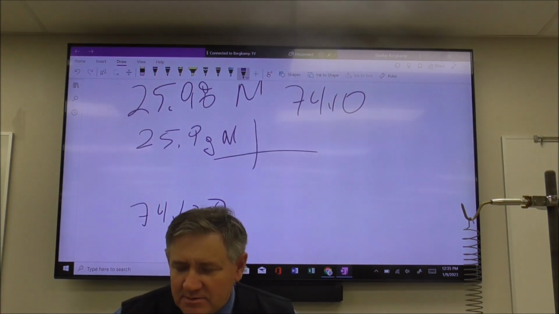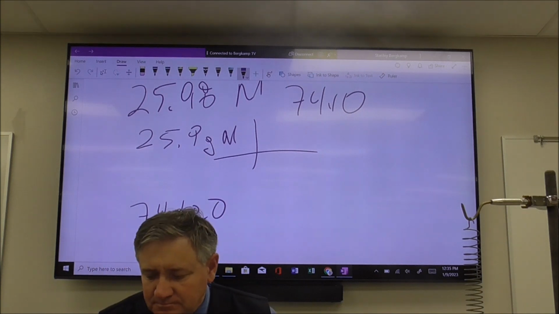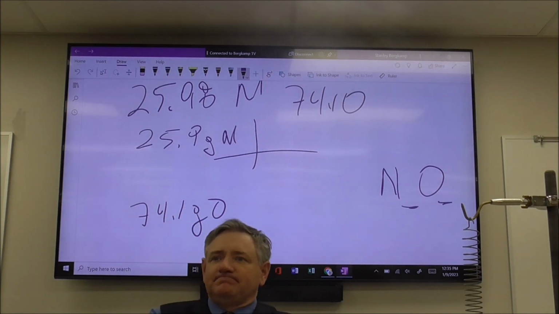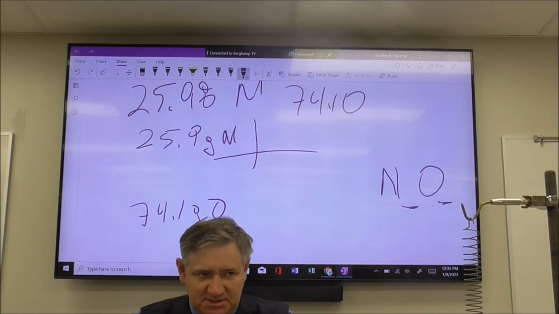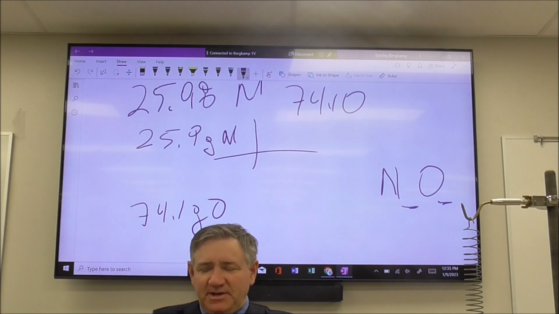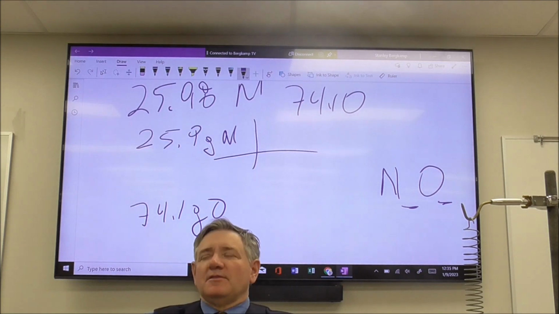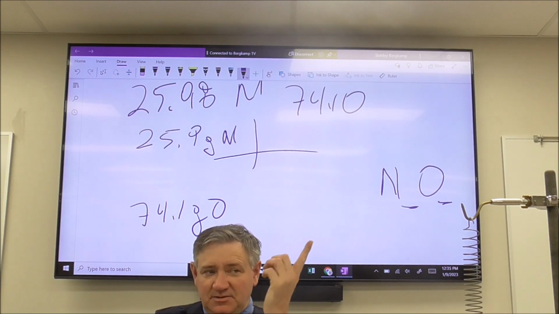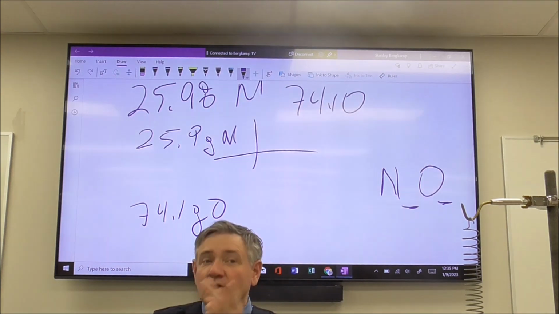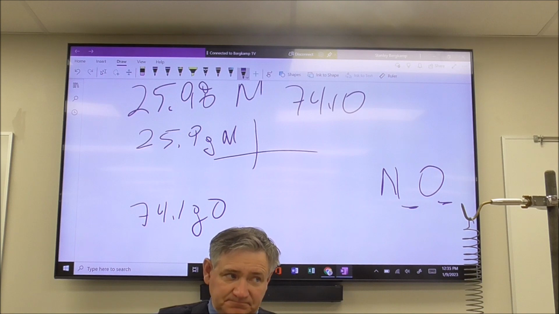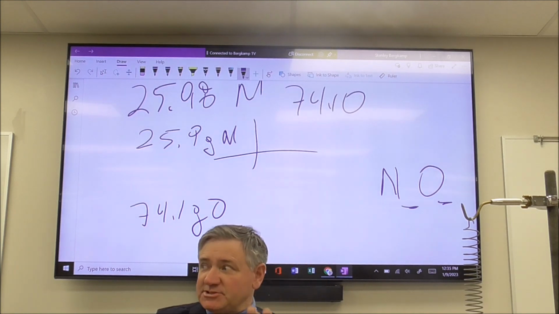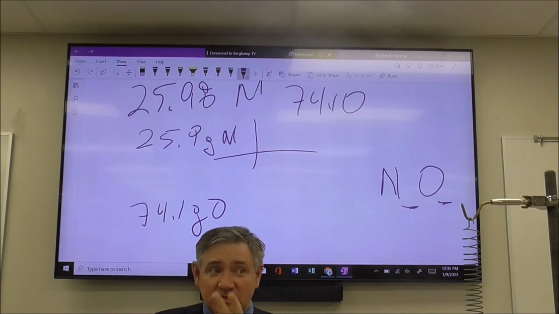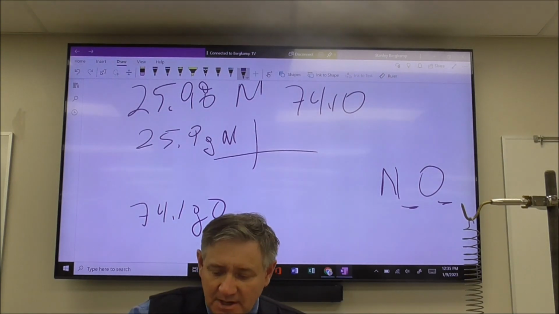Now, here's the bigger picture. You're trying to find this formula, some ratio of nitrogen to oxygen. Now, listen to me very carefully. That ratio is a ratio of two things. It's either a ratio of particles or it's a ratio of moles. It is not a ratio of mass. Okay? It is not a ratio of mass. And here's the reason why.